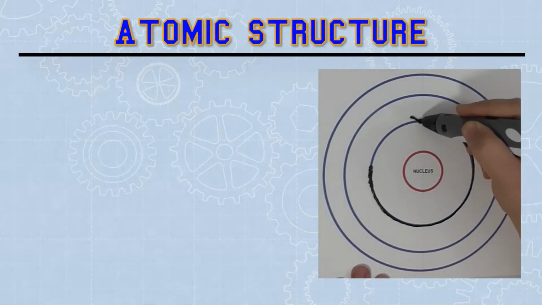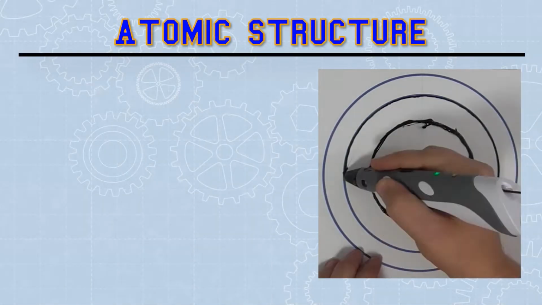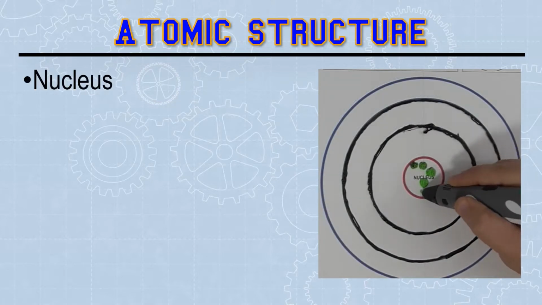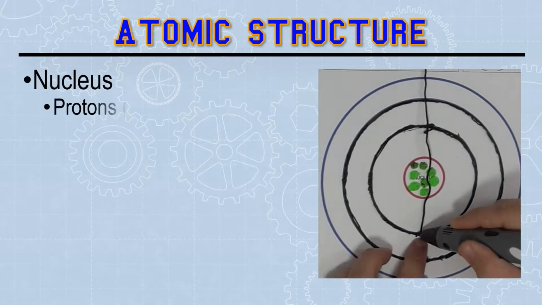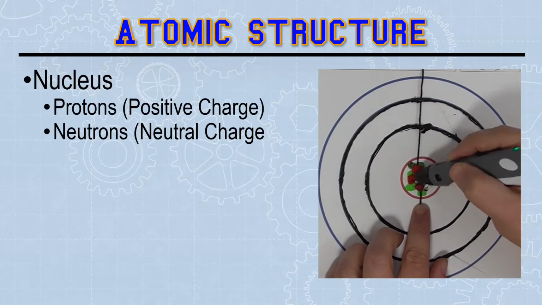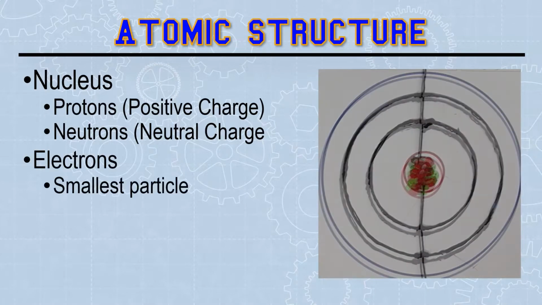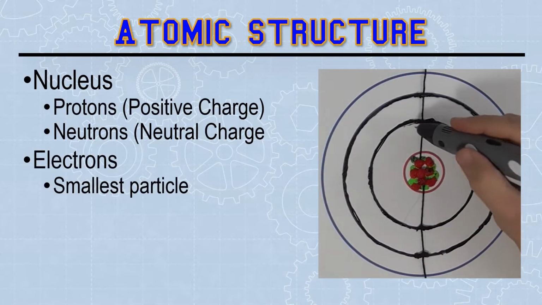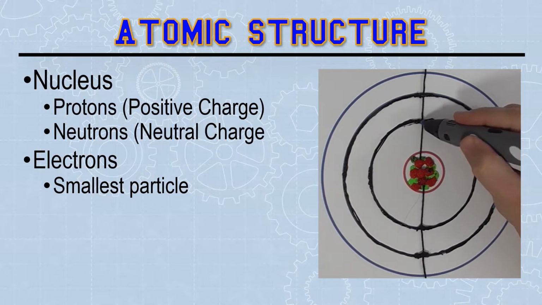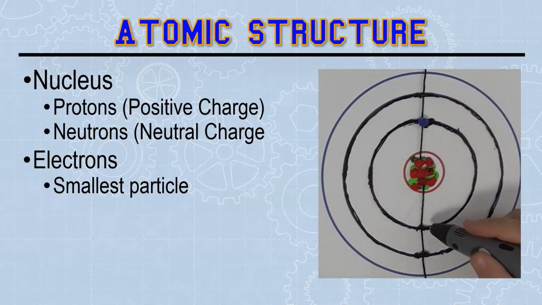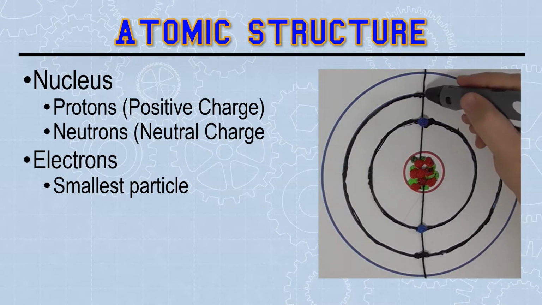Atoms are made up of even smaller particles. The center of an atom is called the nucleus. It's made of particles called protons and neutrons. The protons and neutrons are very small, but electrons are much, much smaller. Electrons move around the nucleus at a great distance from the nucleus. If the nucleus were the size of a tennis ball, the atom would be the size of the Empire State Building. Atoms are mostly empty space.